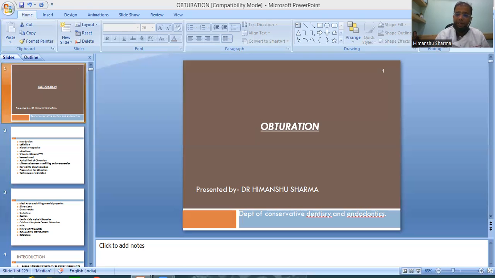It should be radiopaque. It should not discolor the tooth structure. It should not irritate periradicular tissue. It should be sterile or quickly and easily sterilized before insertion. And it should be easily removed from the root canal if necessary.